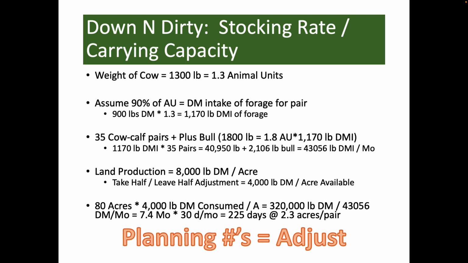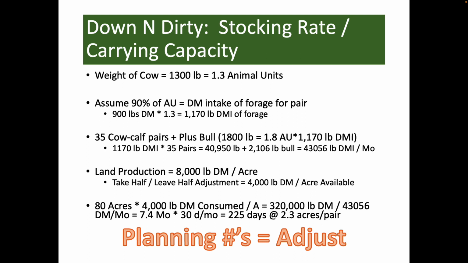So I said that 1,300-pound cow, right? She's really a 1.3 animal unit, right? Because that animal unit's based on 1,000 pounds. Most of our cows are more than 1,000 pounds. So keep that in mind. Right off the bat, we're at 1.3. If we assume 90% of animal unit being her dry matter intake for the pair, right, because that assumes a cow and a calf, that 900 pounds times 1.3, we get 1,170 pounds of dry matter intake of forage. That's what we're expecting her to eat.